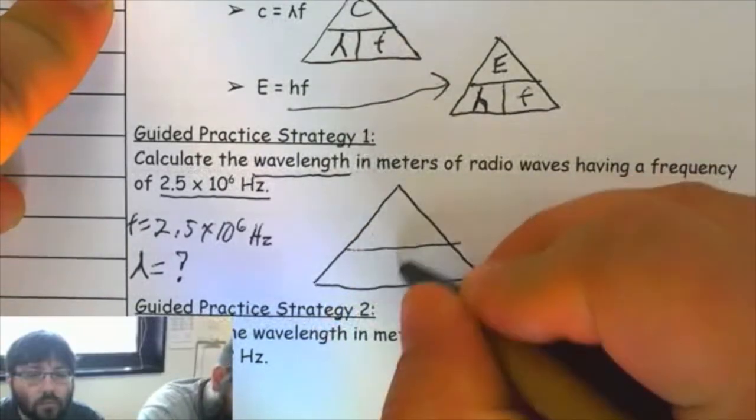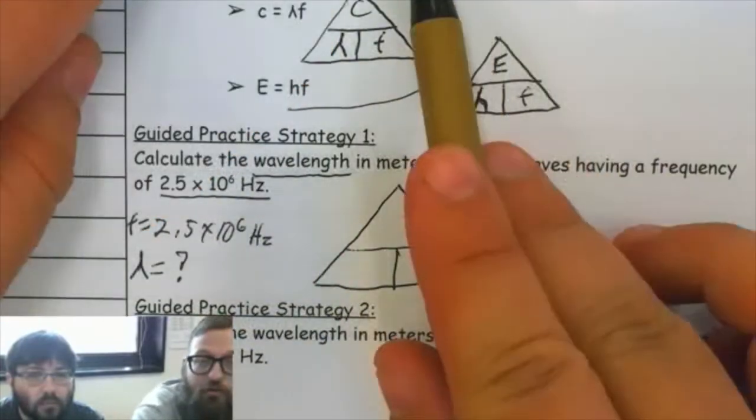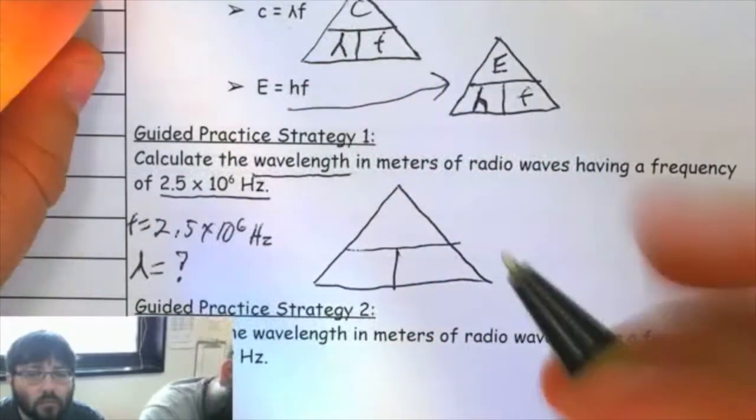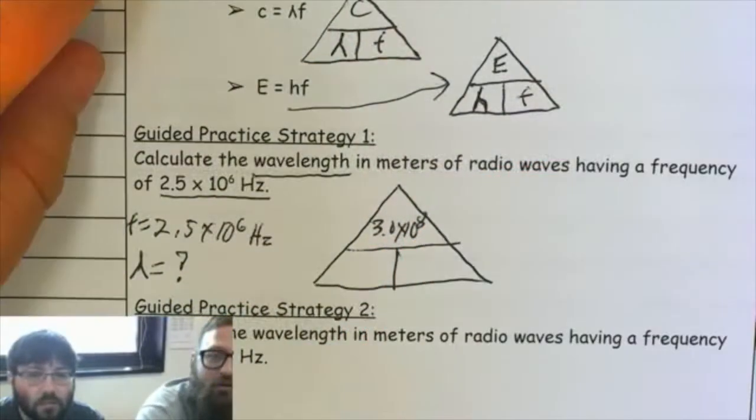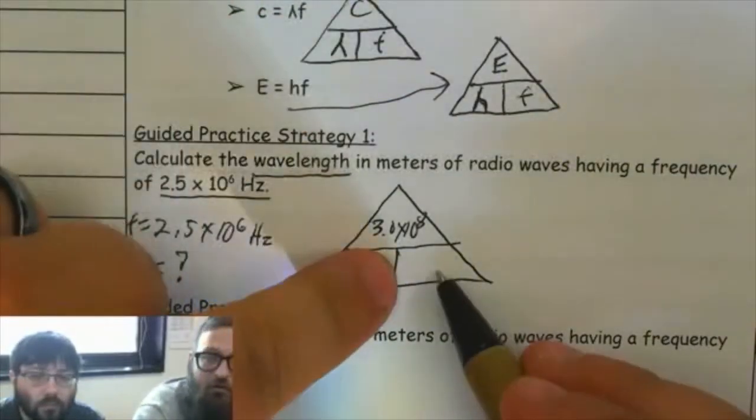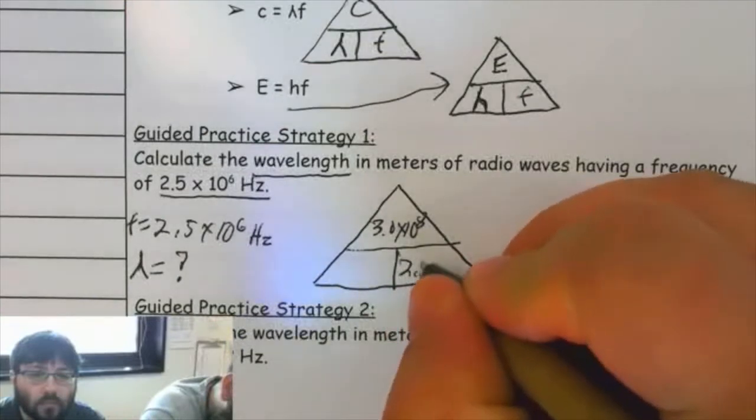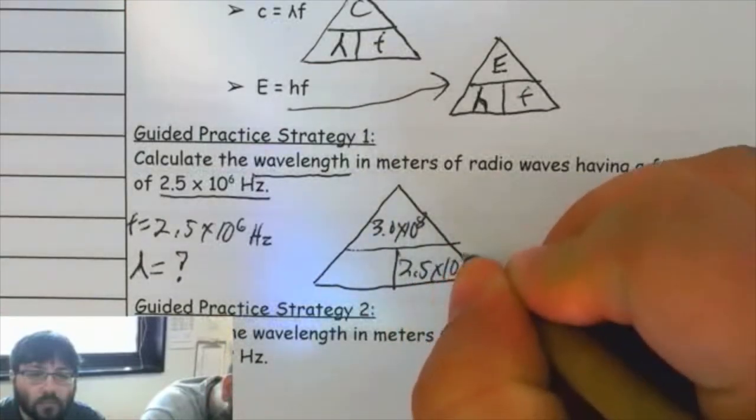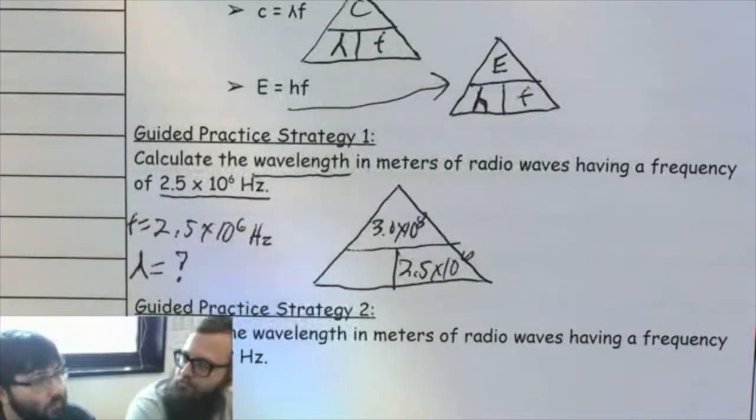Okay, so I know C, my speed of light, is this number up here, the 3.0 times 10 to the 8th. Speed limit of the universe. Okay, and then I know my frequency, which was in this triangle here, is 2.5 times 10 to the 6th power. Okay, so then I just divide those two numbers.